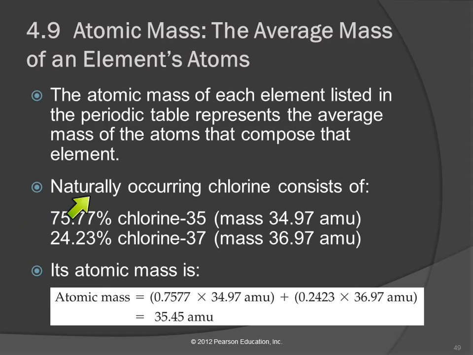So you take the percent abundance, 75.77%, and you make that into a decimal. You divide by 100, and that's 0.7577. You multiply that by the mass of that isotope, and then you add the fraction 0.2423. You take the percent and you divide by 100, and you multiply by the mass of that one, and you add them all up together, and you get a weighted average. And it adds up to 35.45, and we look at the periodic table, and under chlorine it's 35.45.